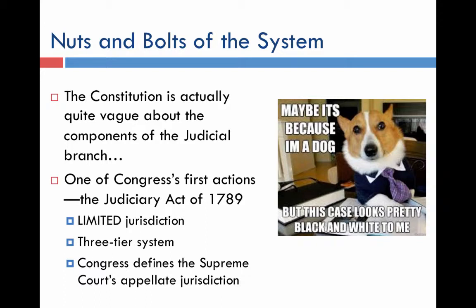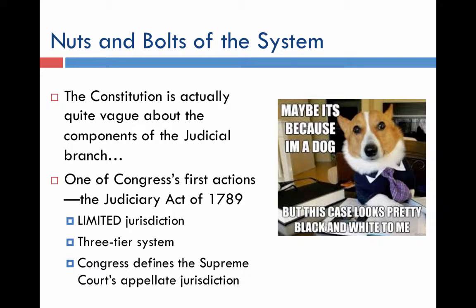And finally, Congress defines the Supreme Court's appellate jurisdiction. The Constitution spells out the original jurisdiction of the Supreme Court, but everything else that the Supreme Court does is actually controlled by Congress. Not on a day-to-day basis, but Congress has empowered the Supreme Court to act or refrain from acting in certain situations. So, generally speaking, appellate jurisdiction means the ability to hear appeals from, in this case, the circuit courts below.